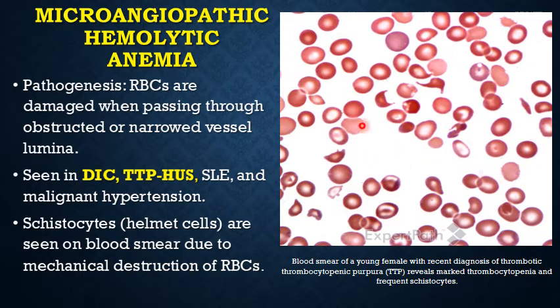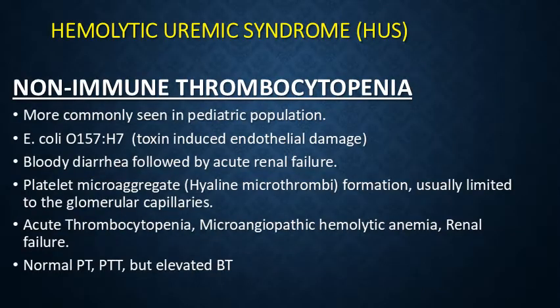In this picture, which is a blood smear from a young female with a recent diagnosis of thrombotic thrombocytopenic purpura with marked thrombocytopenia and hemolytic anemia, actually it is microangiopathic hemolytic anemia showing schistocytes. This is a schistocyte or helmet cell, due to the destruction of red blood cells in a patient with maybe hemolytic uremic syndrome, maybe due to DIC, when red blood cells are passing through narrowed, obstructed blood vessels.